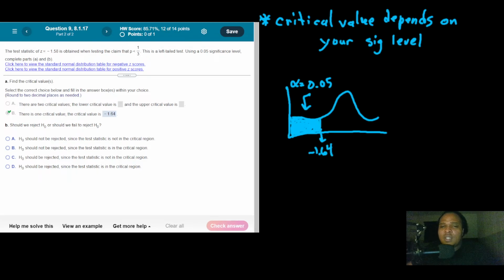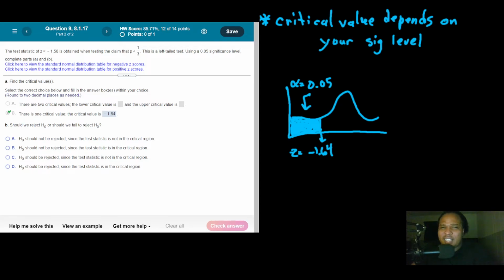If you want to figure out if you're going to reject or fail to reject, we're going to need another number. We're going to need our test statistic. Where is our test statistic? We have negative 1.58. That's what they say our test statistic is. Now, with respect to the significance level's critical value, which is 1.64, which is also a z-score, we're going to compare the test statistic z-score to this one.